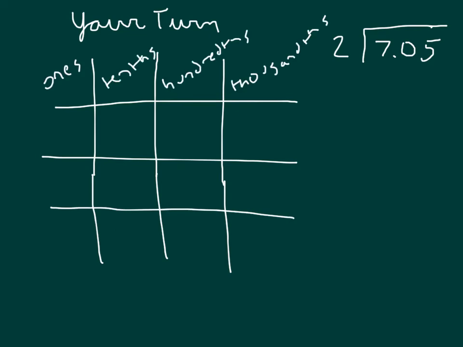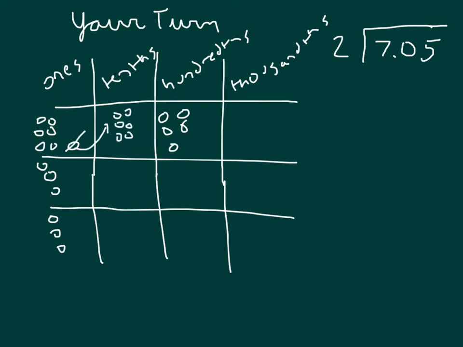We of course model our dividend first, so we have 7 ones, no tenths, 5 hundredths, 1, 2, 3, 4, and 5. And we'll take the ones divided by 2 first, so we get 3 within each of those groups with a remainder of 1, which we can go ahead and regroup to the tenths place. 1 equaling 10 tenths, and 10 tenths divided by 2 is 5 within each of those groups.